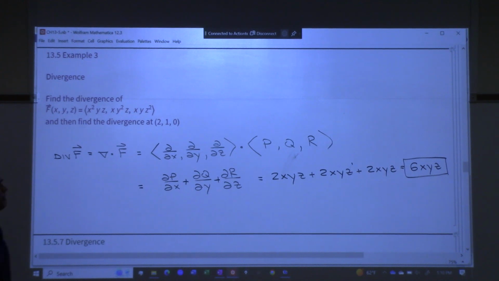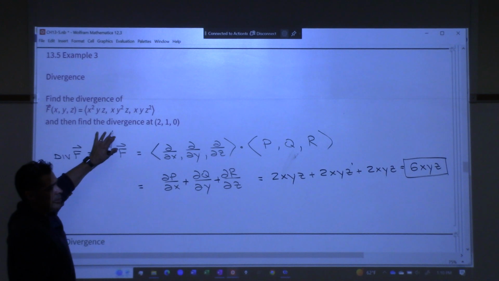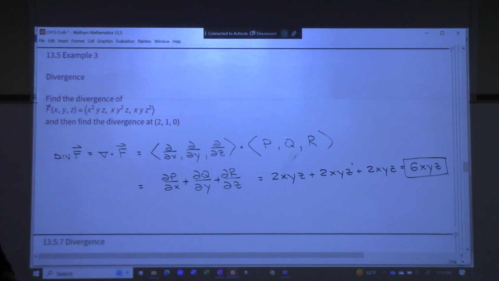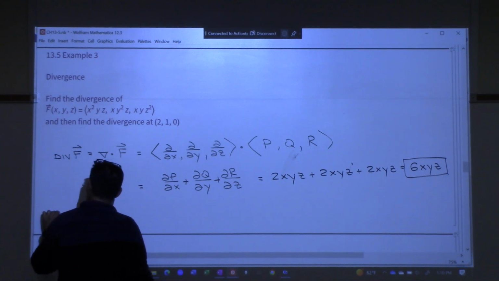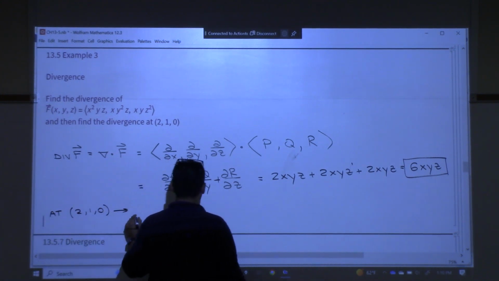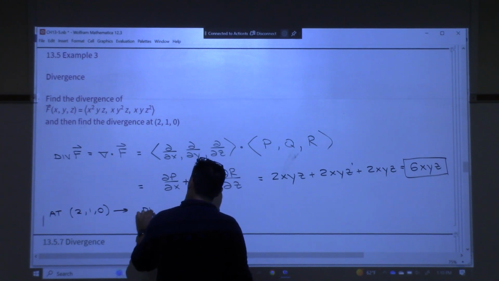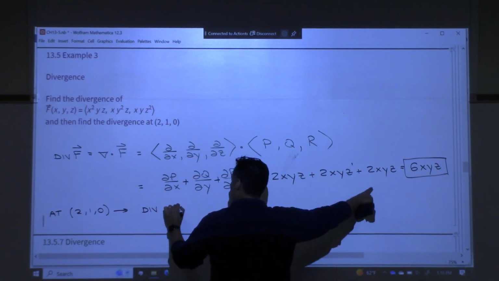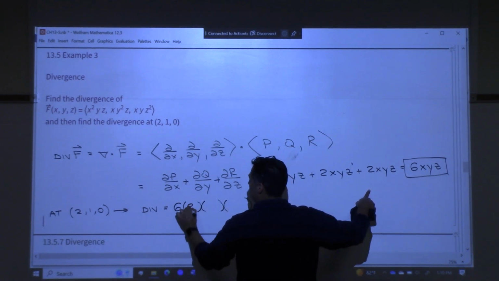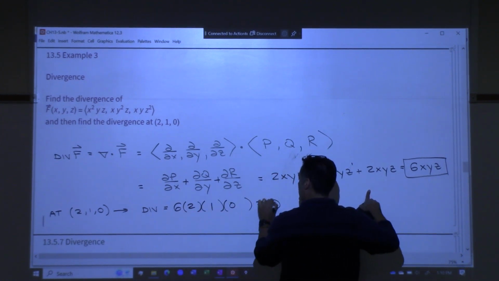Yes? Would we plug in our values then? Yeah, so that's the divergence of the field, right? Okay, that's the divergence of the field. Now we want the divergence at this particular point. So at the point 2, 1, 0, we get the divergence is equal to 6 times the x times the y times the z, so 0.